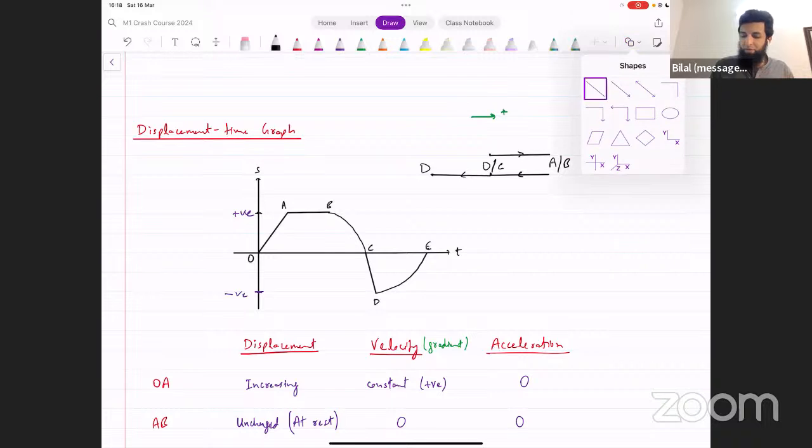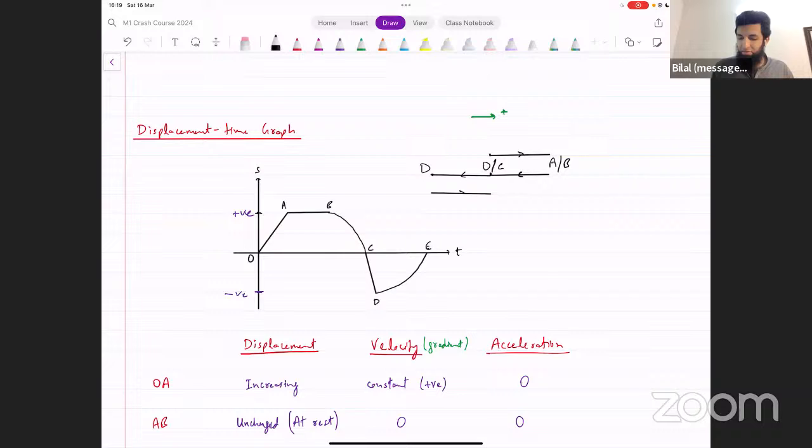On that diagram, if point D is here, what does the particle do after point D? After point D, it goes back to the origin again. It goes back to this point. This point E is the same as the origin as well. It comes back to the same point again.